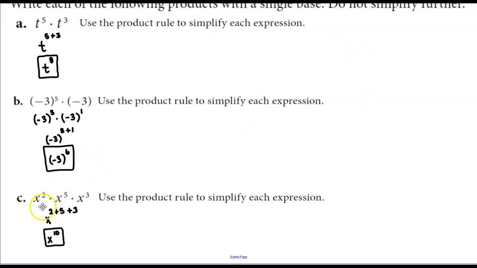In part C, we have the same base, x squared times x to the 5th power times x to the 3rd power. Since it's all the same base and we're multiplying, this becomes x to the power of 2 plus 5 plus 3, which becomes 10. So therefore, this becomes a base of x to the power of 10.